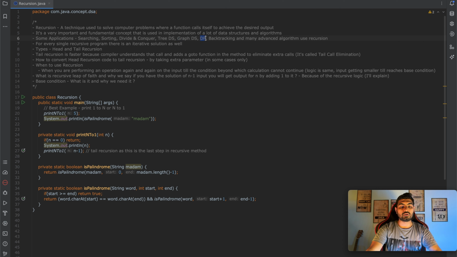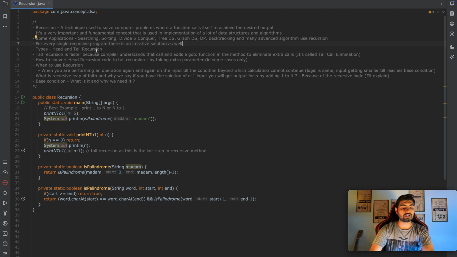DP is not possible without recursion. Backtracking is also a very interesting concept, which is not possible without recursion. And there are many advanced algorithms and data structures which use recursion very much. It is a very critical part of the implementation. So if you understand recursion and its implementation, then only you can understand those advanced data structures as well. So recursion is a very important concept. There is no denying that. For every single recursive problem, there is an iterative solution.